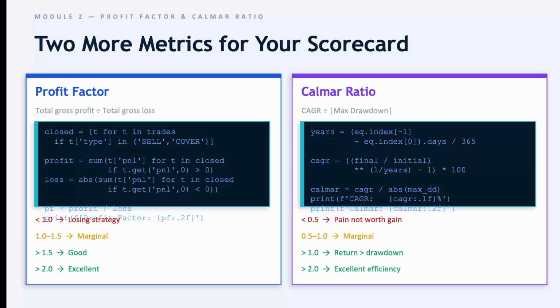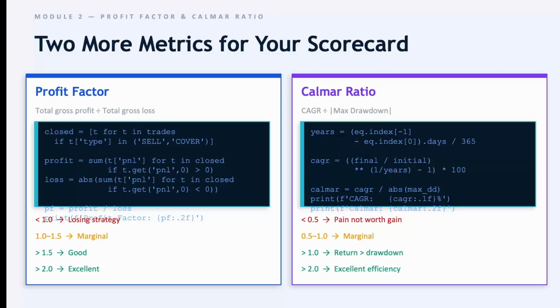Two more metrics worth adding to your evaluation dashboard before we start fixing things. The first is the profit factor, which is the ratio of the total gross profit to the total gross loss. It tells you how many dollars you make for every dollar you lose, and anything above 1.0 means the strategy is profitable. Above 1.5 is considered good.